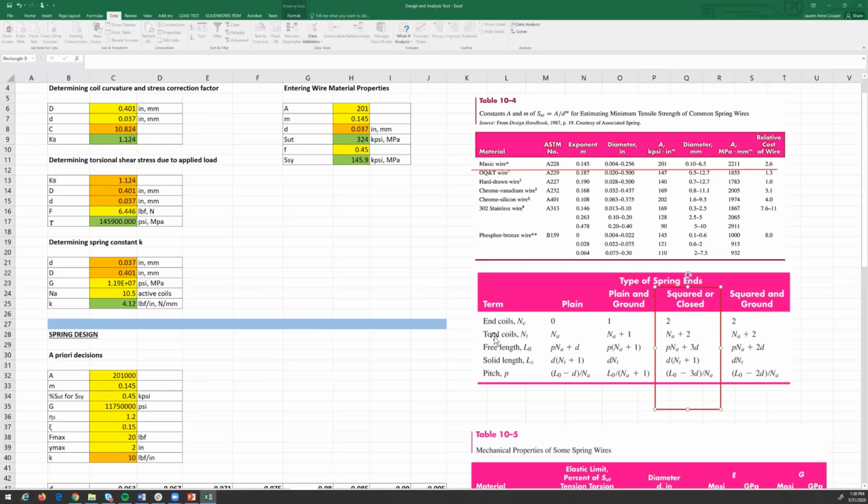So we have 12.5 total coils. So if we subtract 2 from that, we would get the number of active coils. 12.5 minus 2 is 10.5 active coils. And then K, the spring constant, is 4.12 pound-inches.